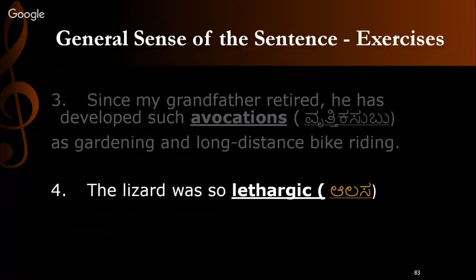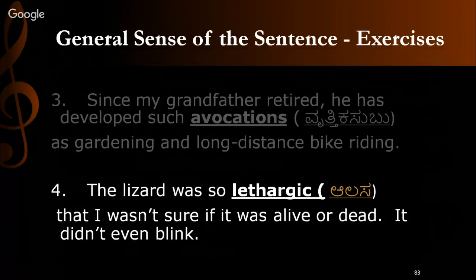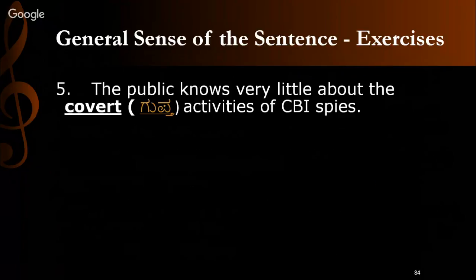The lizard was so lethargic that I wasn't sure if it was alive or dead. It didn't even blink. So lethargic means unwilling to move, sluggish. The public knows very little about the covert activities of CBI spies. Covert: what do CBI spies do? They don't tell everyone that they do this work. So they work secretly.